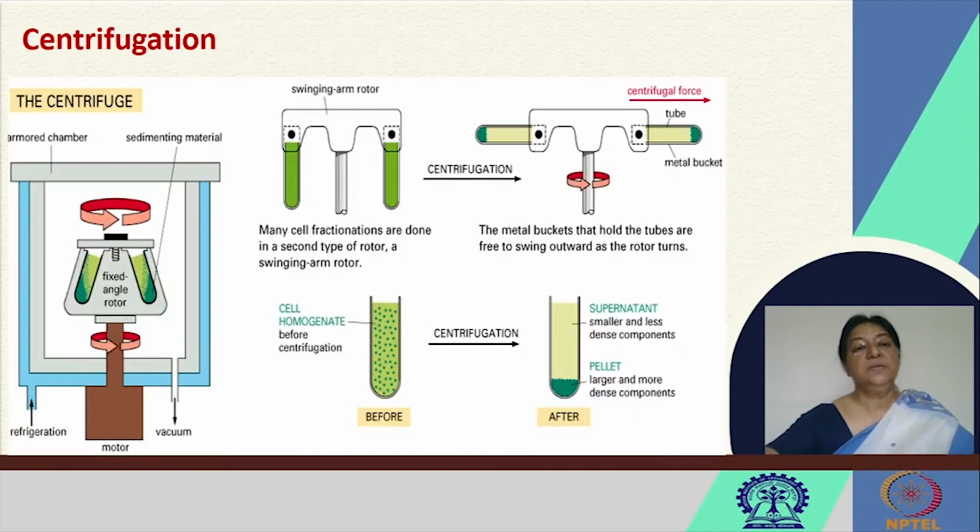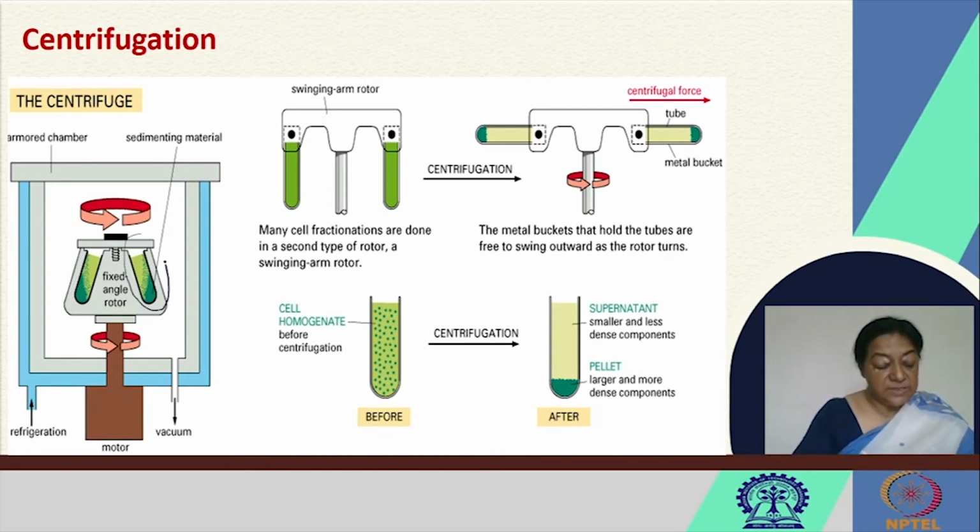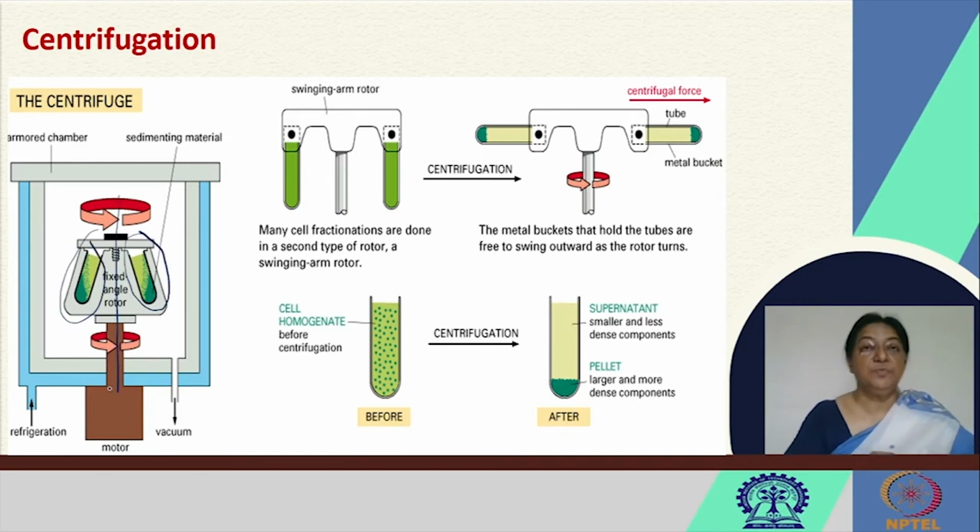A common method is the use of a centrifuge. On the left-hand side, we see a fixed angle rotor where the test tube is fixed in a specific angle with respect to the axis of motion. And the pellet that we see here, where we have the sedimenting material, the pellet, and on top we have the supernatant. So we can pour out the supernatant, depending upon what we are interested in.